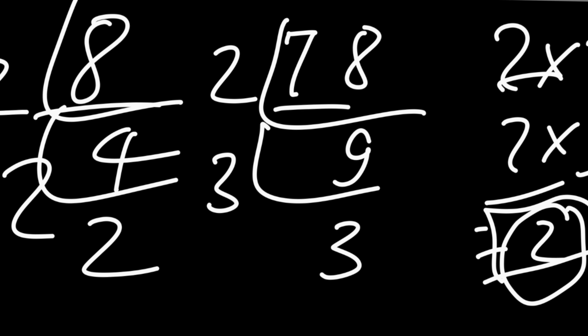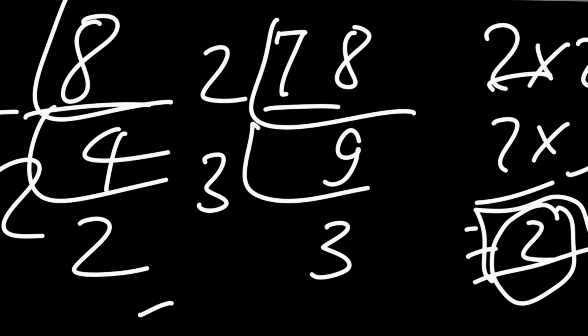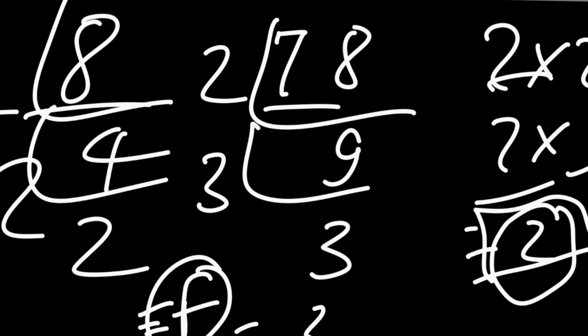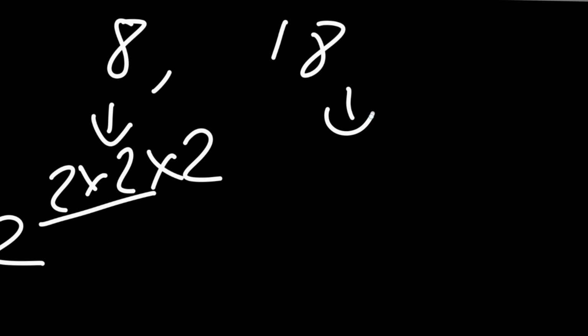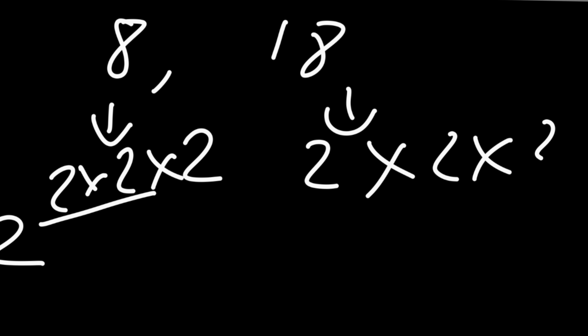You can prove it by either writing the factors of 8 and 18 or using the second, prime factorization method. Let's do the prime factorization method. Let's break this down. 8 can be broken down into 2 into 2 into 2, and 18 we can just break down into 2 into 3 into 3.